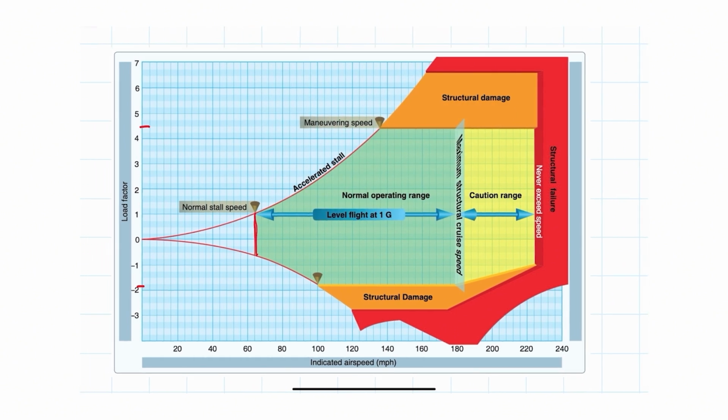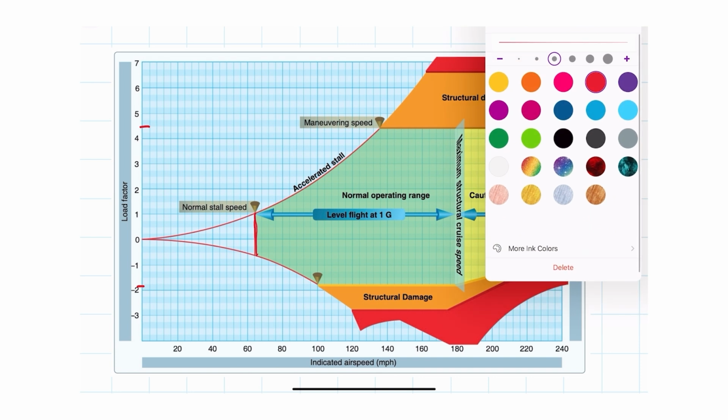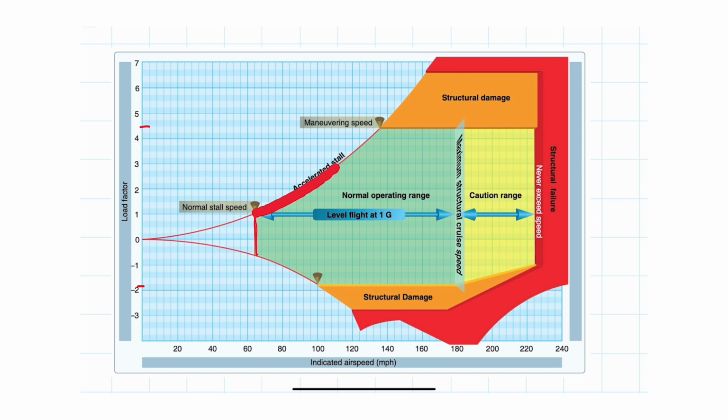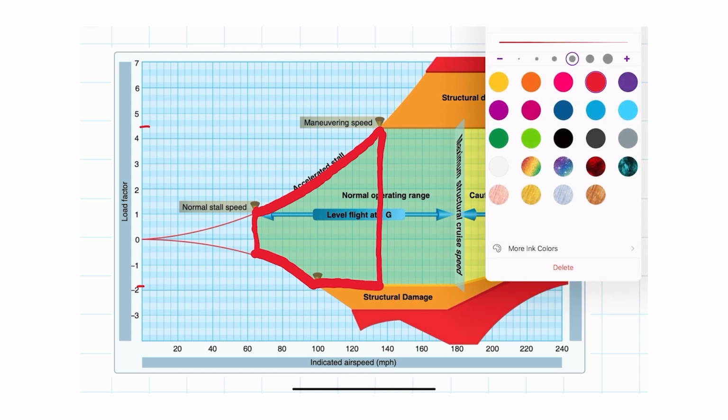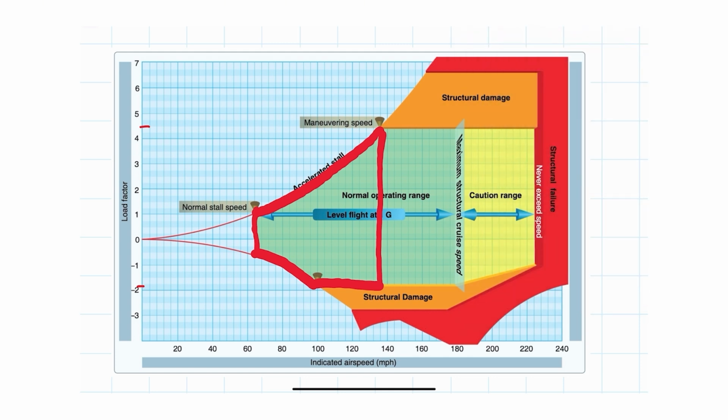we're over here, slower than maneuvering speed, and if we were to pull back hard and fast, really hard, theoretically we should stall the airplane in an accelerated stall prior to doing any kind of structural damage to the airplane. So in this area of the graph, we should stall the airplane with an accelerated stall prior to damaging it.